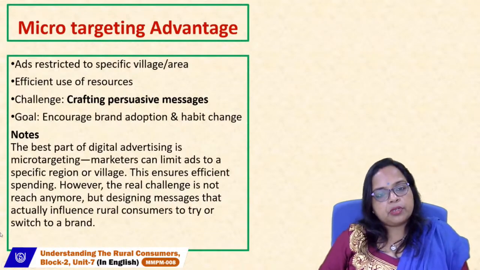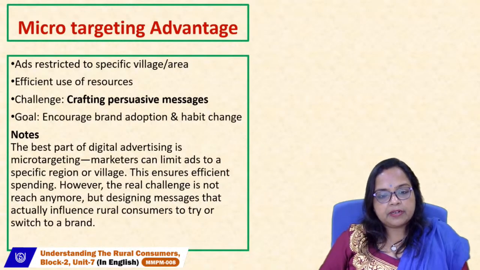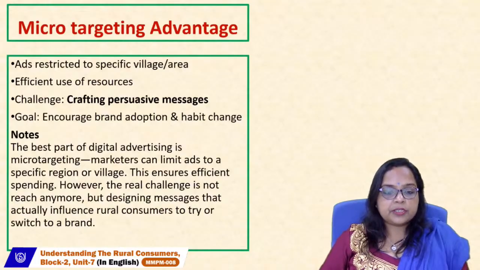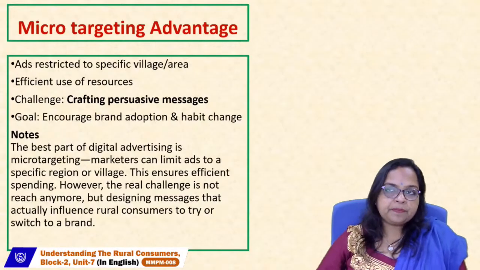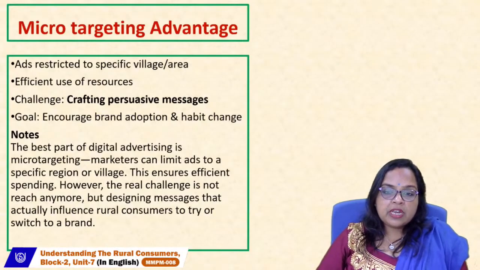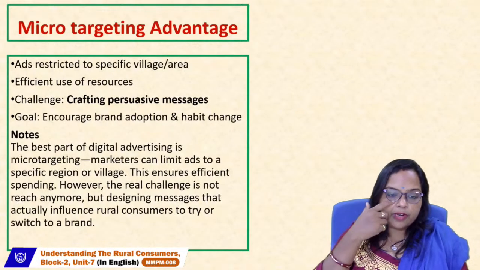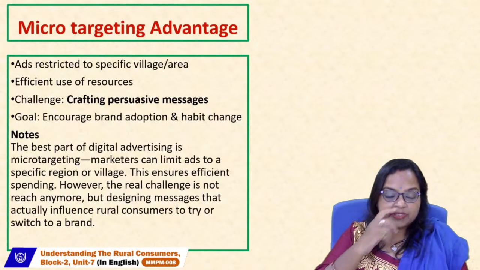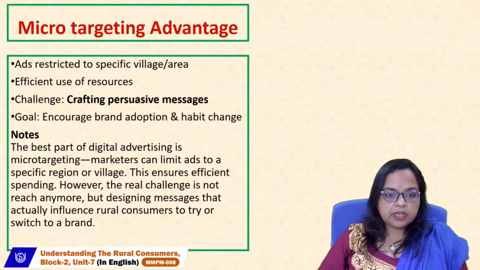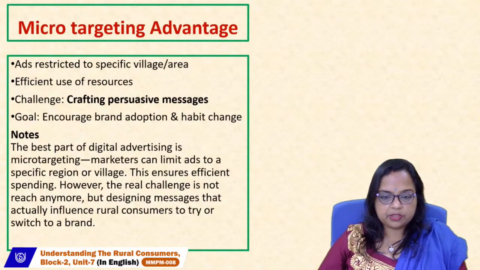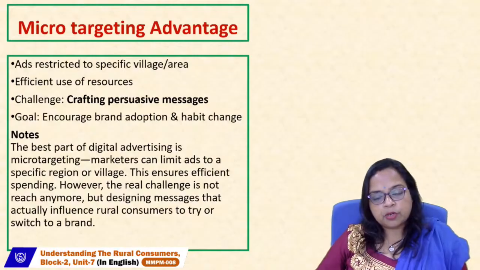Then the next is the micro targeting advantage. The best part of digital advertising is micro targeting. Marketers can limit advertisements to a specific region or village. This ensures efficient spending. What is this micro targeting? You are not focusing on a larger unit of population. You are focusing on a specific region or a specific village, and you are displaying your digital advertisement to that particular customer base of the village. That is the reason the term is micro targeting.